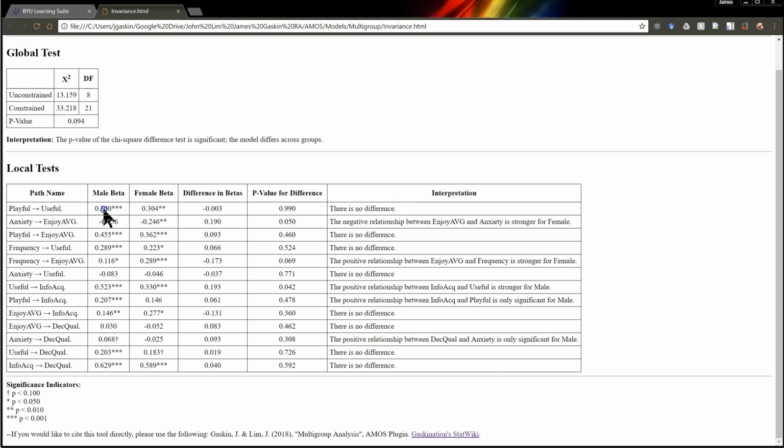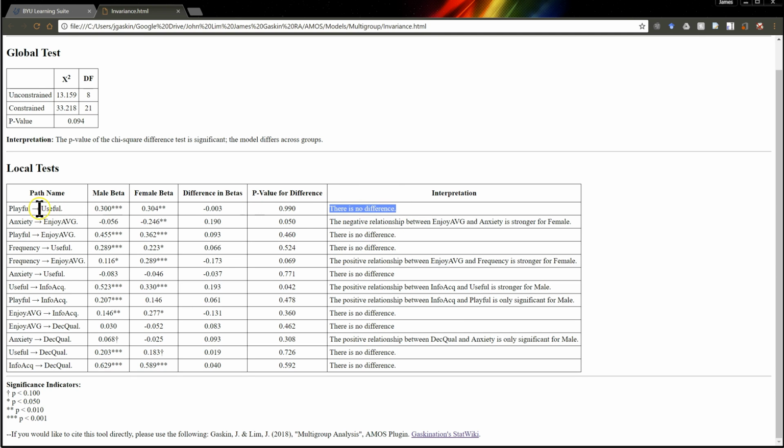And then if you go down to the local tests, it tests every path. It shows you the standardized estimate for group 1 and for group 2, and whether those are significant and at what level, and then shows you the difference in the regression weights, and then it produces the p-value for that difference. And this is just based on a chi-square difference test. And then it interprets the outcome.